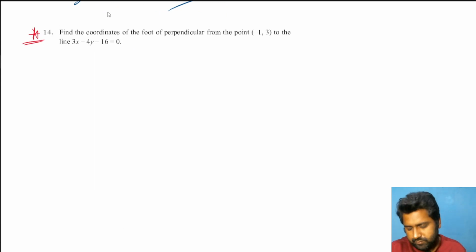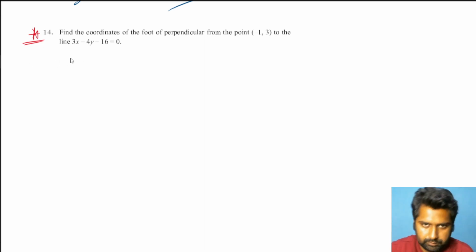Star. Why star? It's a good concept. This time the question is asking to find the foot of perpendicular. Now what does that mean?